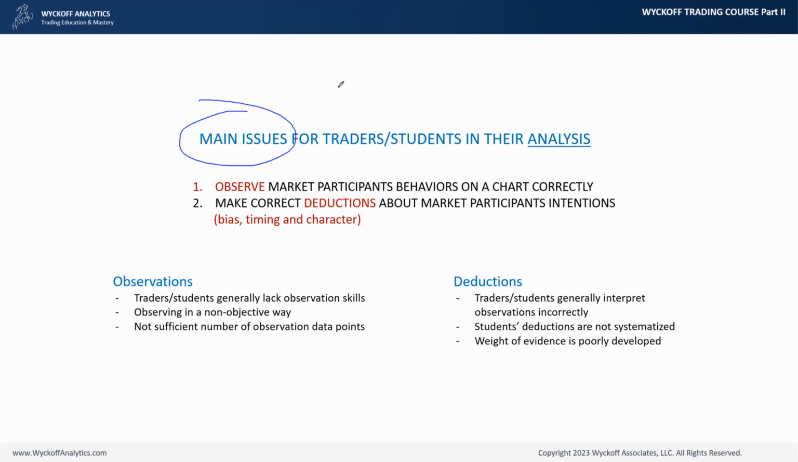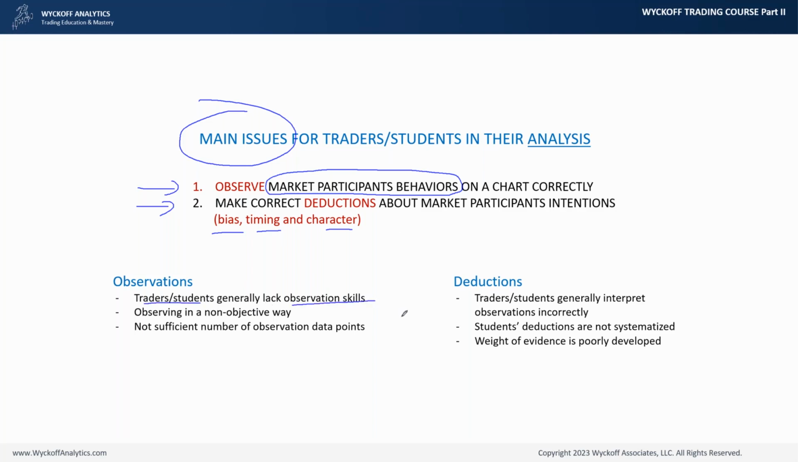The biggest two problems for beginner and intermediate traders are making the correct observation about the chart and how the market participants behave on that chart, and then making the correct deductions about what market participants' intentions are in terms of the bias, time, and the character of how they are perceiving the next move.